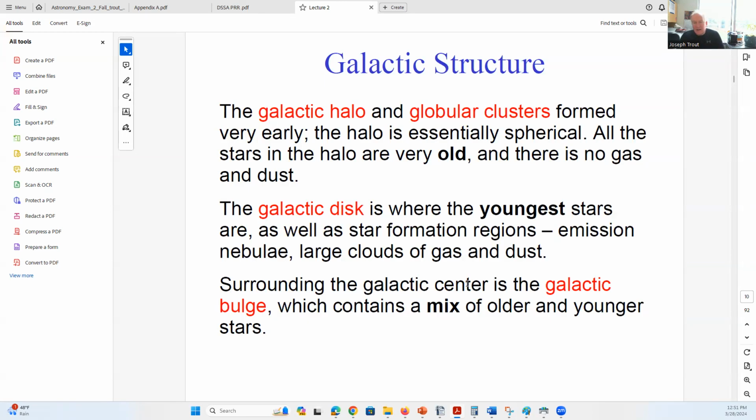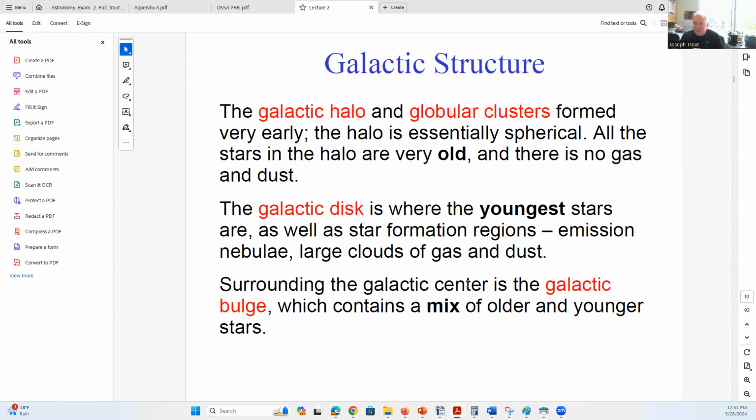In the galactic halo, the galactic globular clusters form very early. And the halo is essentially spherical. All the stars in the halo are very old, and there's no gas or dust. So it's not surprising that the stars are all very old, because there's no gas or dust for new stars to form.